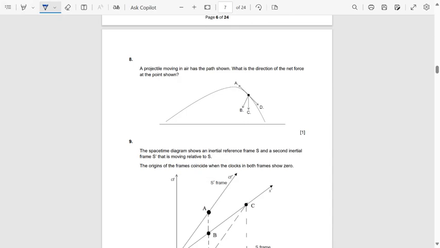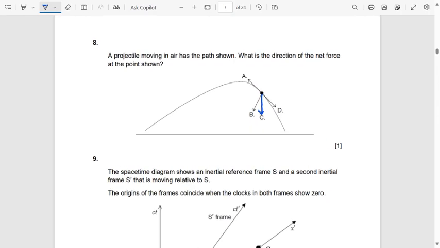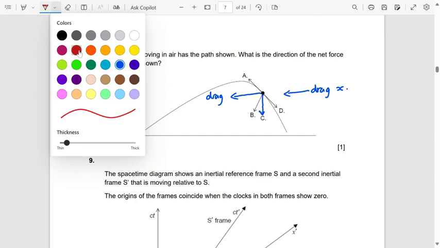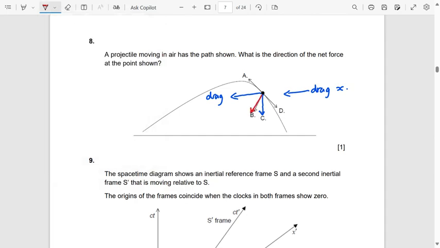Okay, question 8. We have a projectile with air resistance. So we've got our weight, quite happy with that. However, there are other forces because we've got drag going on. If it's moving this way, you can see that it's dropping a lot faster because we've got drag in the x component. So we've got drag in this direction, and we're looking around here for the resultant. It's going to be somewhere between the horizontal and the vertical. So it's B.